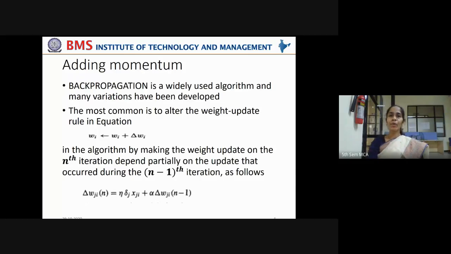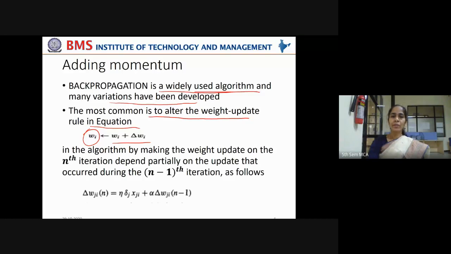Now, how to add the momentum term? Why is it actually required? Backpropagation is a widely used algorithm and many variations have been developed for it. But the most common is to alter the weight update rule in the equation given here. What is the weight update rule? Wi equal to Wi plus delta Wi, a small change to Wi, that is delta Wi. That will give your new, adjusted weight, right?